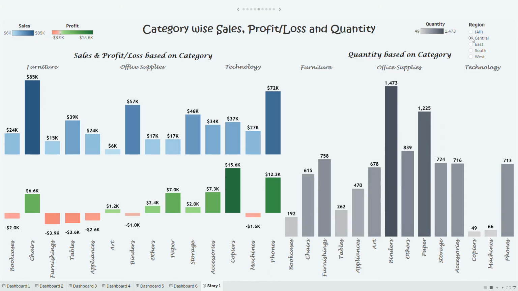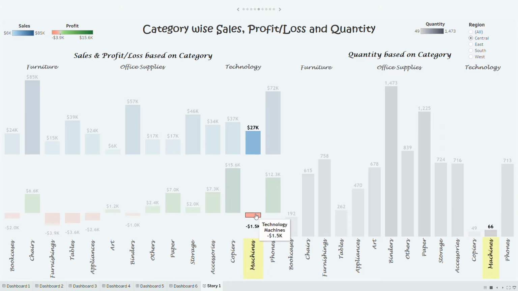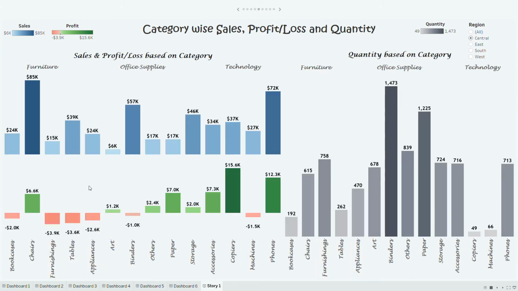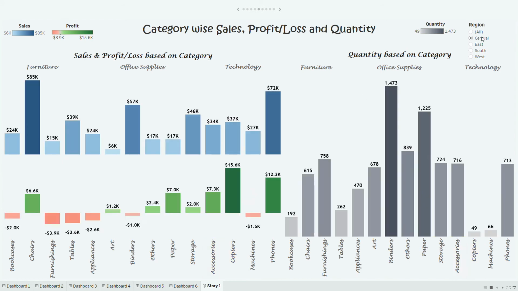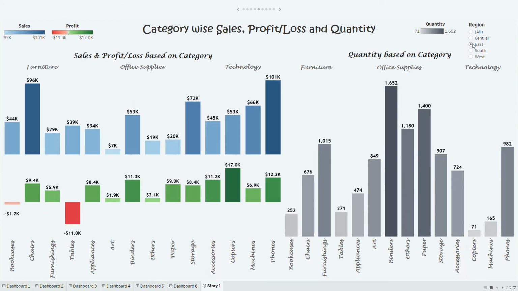This was the overall. So now let us analyze it region wise. Here we can clearly see machines. All the red points clearly indicate that they have gone into losses. So there we can reduce their quantities, and where it has a profit like copiers, phones and so on, there we can increase their quantity. For the eastern region you can see tables and bookcases again.